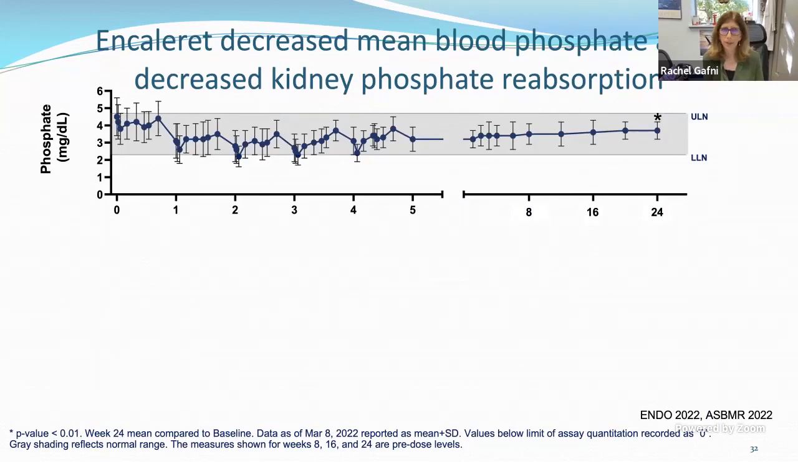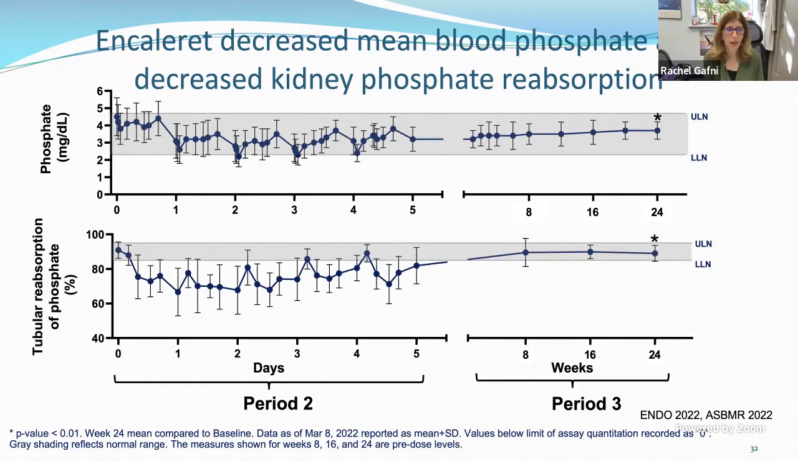Encalaret decreased mean blood phosphate. And you can see here that the phosphate levels in period 3 on the second half are staying in the mid-normal range. This is because, remember, parathyroid hormone is needed to excrete phosphorus, which patients with hypoparathyroidism have difficulty doing. So with the increase in PTH, they were able to excrete blood phosphorus, and the tubular reabsorption of phosphate came down during period 2, but then stabilized during period 3.